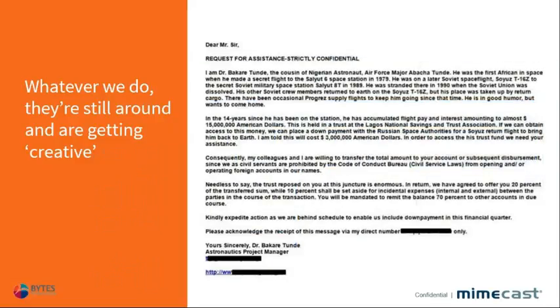What happens if you don't want to go to that extent? What happens if you don't want to read the books about social engineering? What happens if you just want to send a plain text email? Well, back to the Nigerian prince. He started off on the phone, he then moved to fax, he then moved to email. And this is from a Dr. Bakari Tunde, who is talking about his cousin, Abasha Tunde.